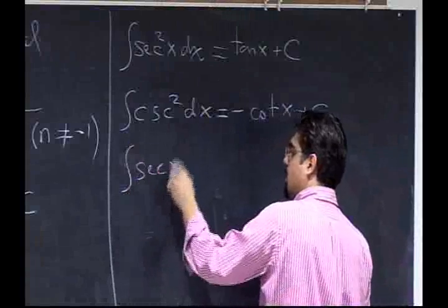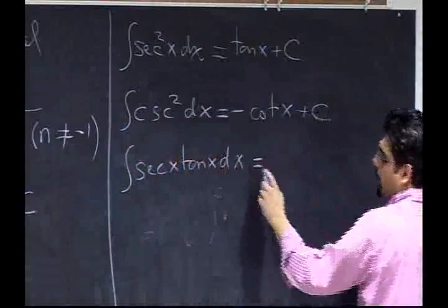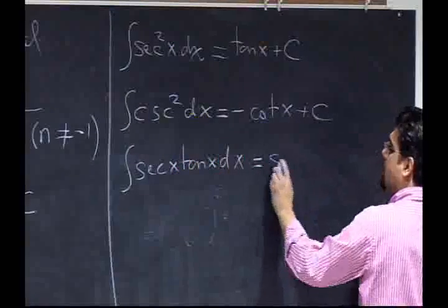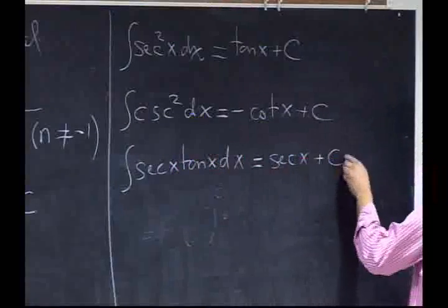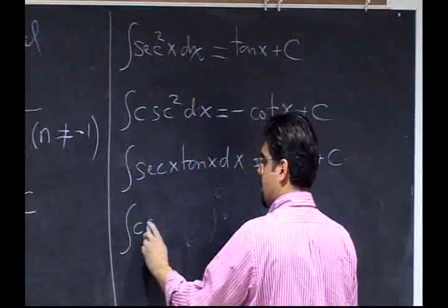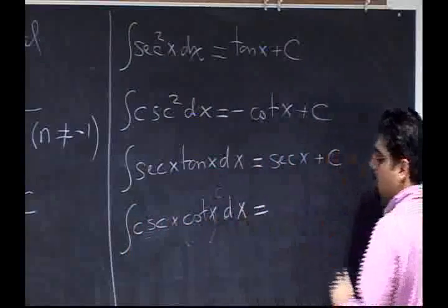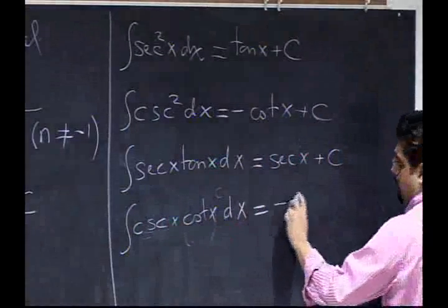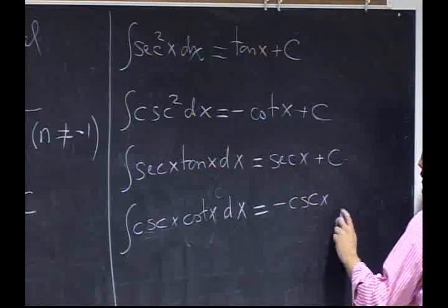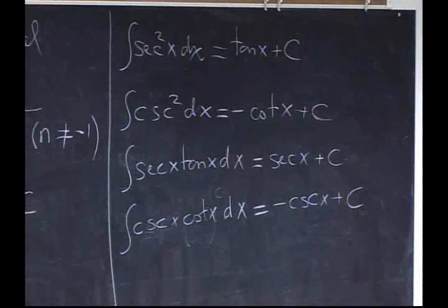The derivative of what is secant x tangent x? Secant x. And cosecant x cotangent x. Alright. That pretty much wraps it up, yes?